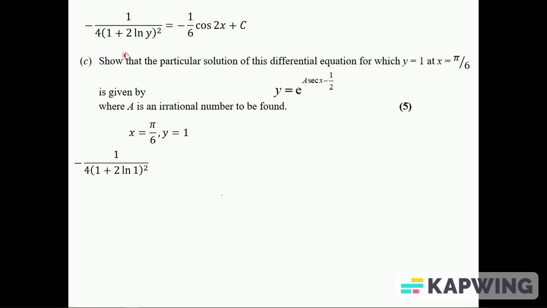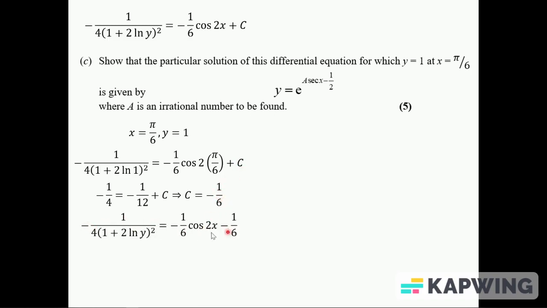So sub them in. This left-hand side, well, ln y is going to be ln 1, and that's just going to be 0 actually. And then the right-hand side, cos of 2 lots of pi over 6, that's pi over 3. So this left-hand side, I've got 4 on the bottom, that's 0, so it's 1 squared. So that left-hand side is just minus 1/4. The right-hand side, like I say, this is cos of pi over 3, and that's a half. So this is minus 1/12. Then we've got plus c. That gives me c is minus 6. So that's the particular solution.